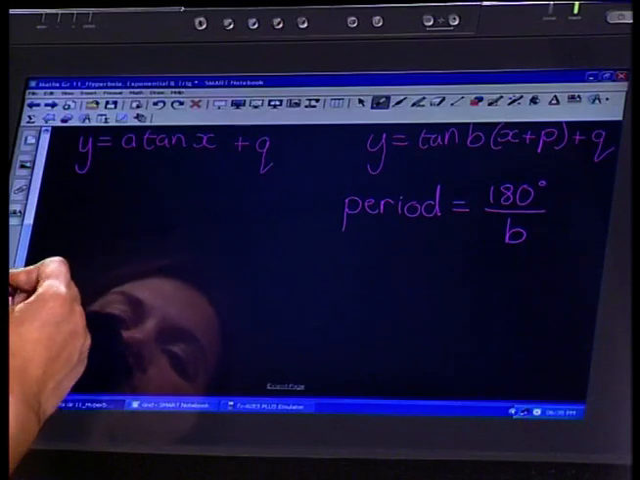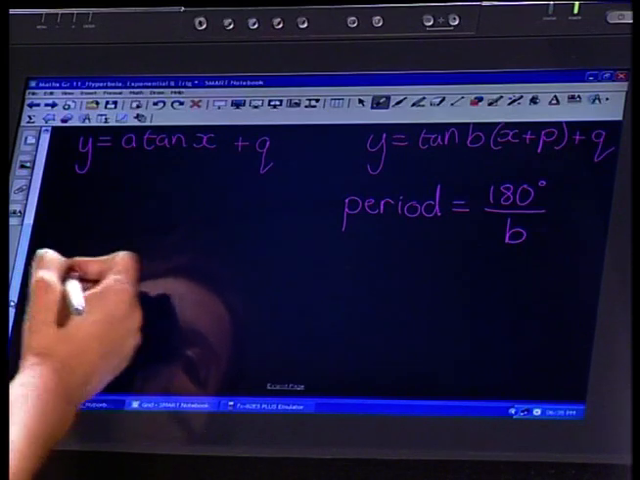Now the second thing that's important to note here is that tan's amplitude is infinite. In other words, tan carries on going forever and ever. You couldn't find a piece of paper long enough to draw it on. This is because of the asymptotes. It carries on approaching those asymptotes, but never ever touching. Let's draw an example of what a tan function looks like.